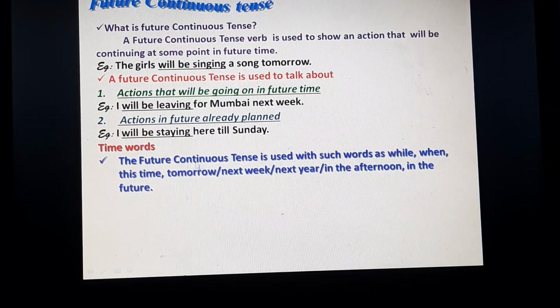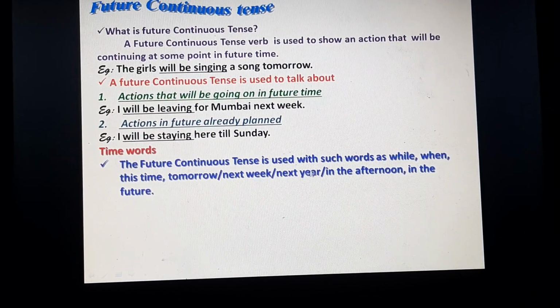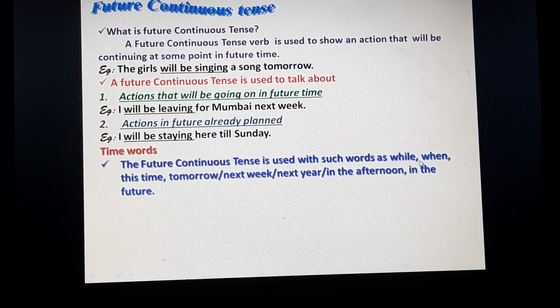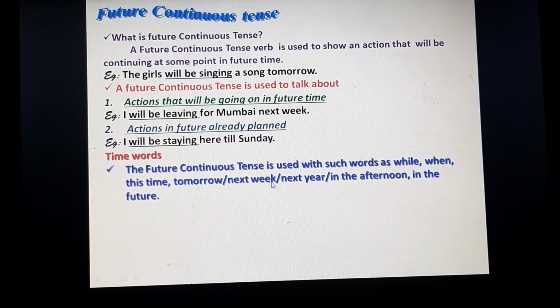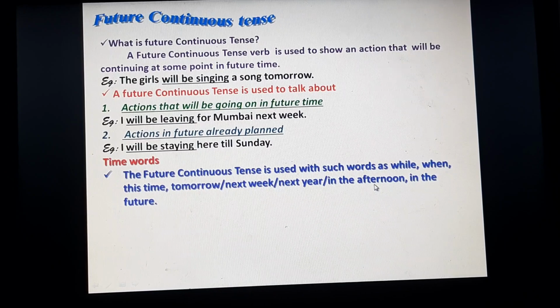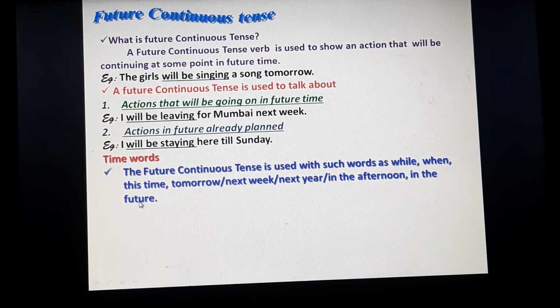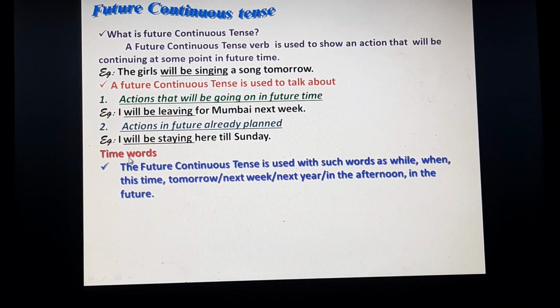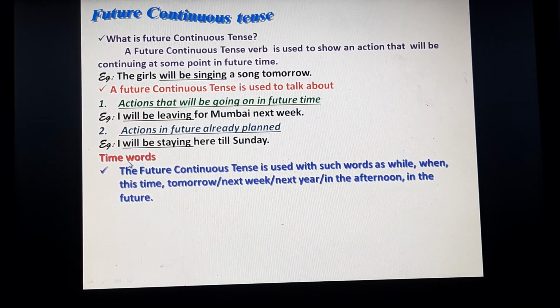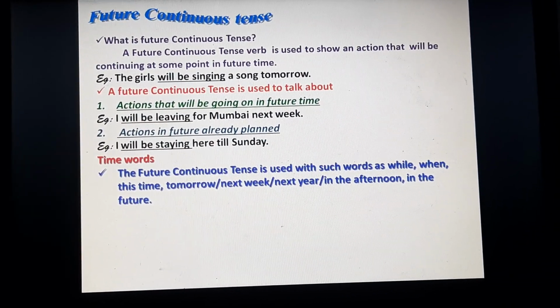Now, time words for the future continuous tense are while, when, this time, tomorrow, this time next week, this time next year, in the afternoon, in the future, etc. Now, these time words will help us to identify the verb in the future continuous tense in a sentence.